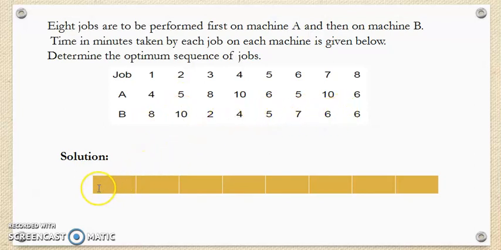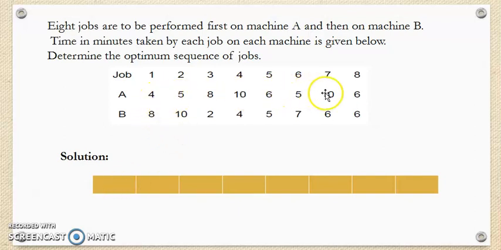Let us apply Johnson's algorithm to sequence the jobs. In the solution I will write the sequence of jobs as per Johnson's algorithm. I hope you remember or write down Johnson's rules for sequencing of the jobs. Then it will be easy for you to understand this sequence. Now look here.